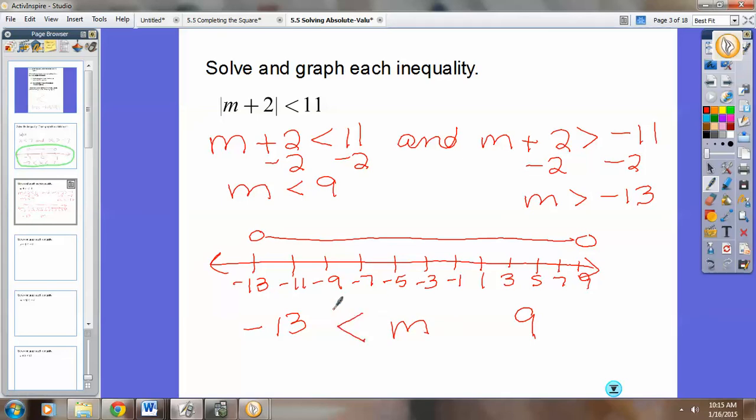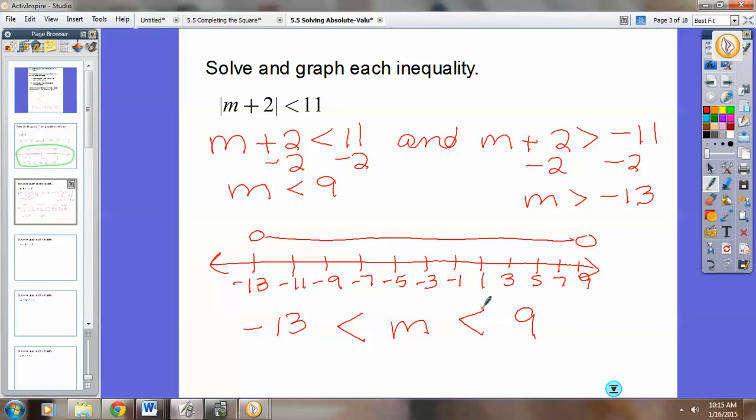Is 0 greater than 9? Or is 0 less than 9? Less than. Now think about your solutions. Could any of your solutions here on your number line be equal to negative 13? No. No, we have an open circle at negative 13. So not equal to there.